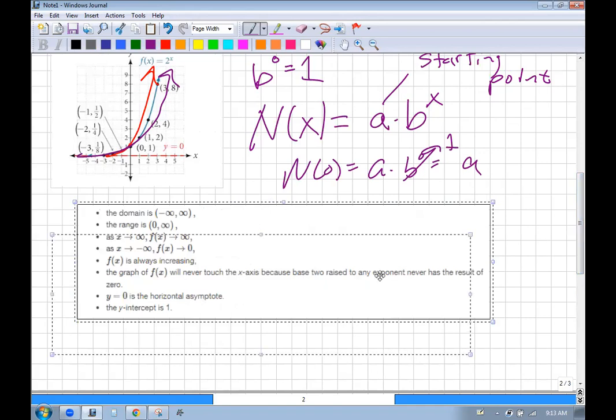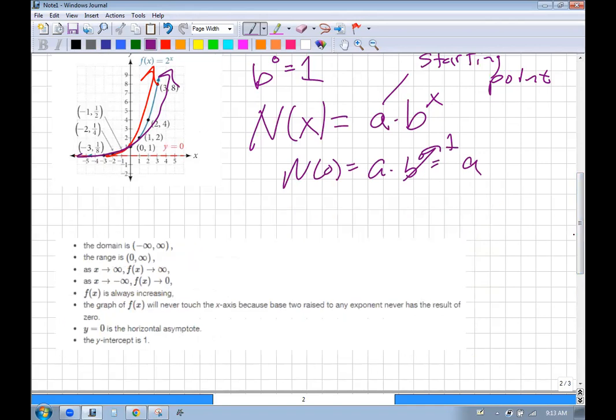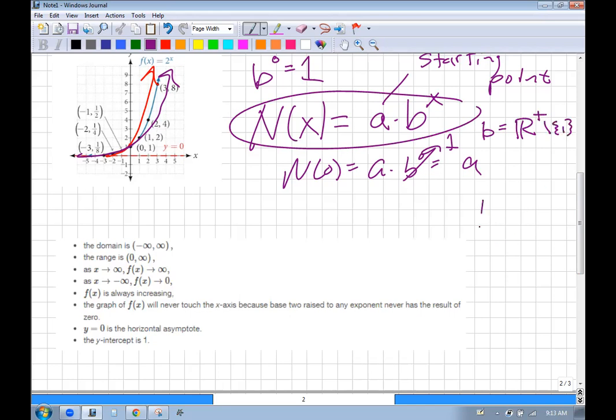Okay, and here's something to note. Your exponential function here, b needs to be a positive real number, but it can't be 1, because 1 to the x is just 1, right? That would be a horizontal line, the constant function 1. So b needs to be a positive number, but not 1.